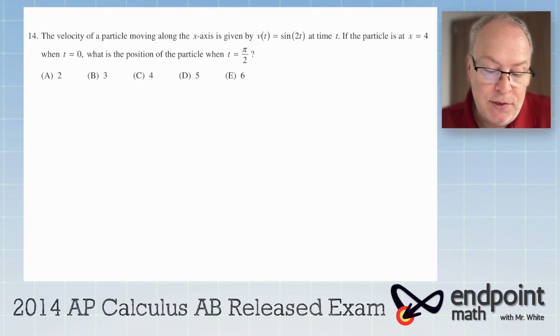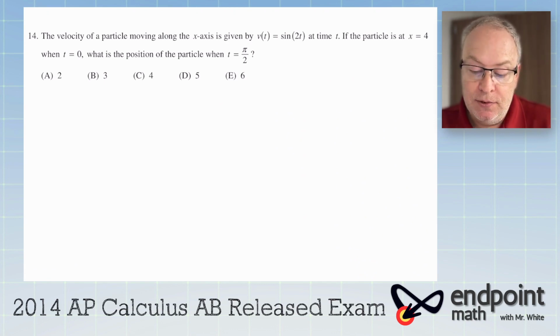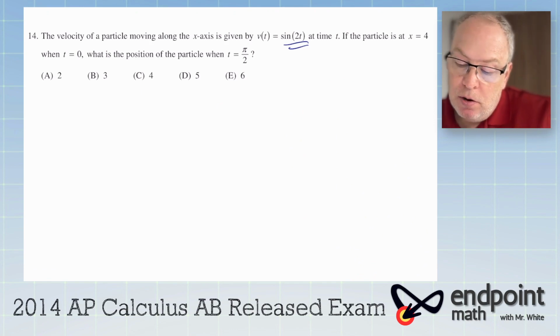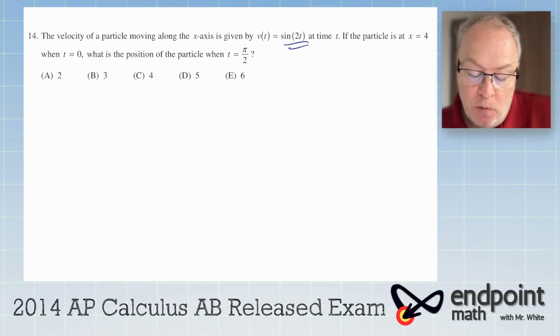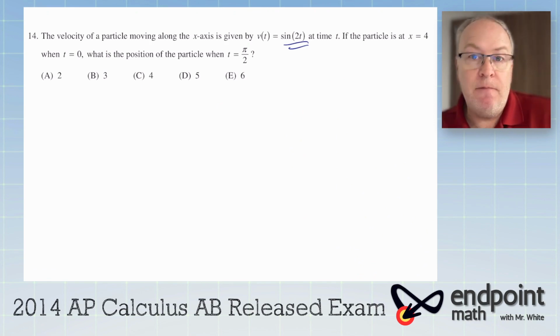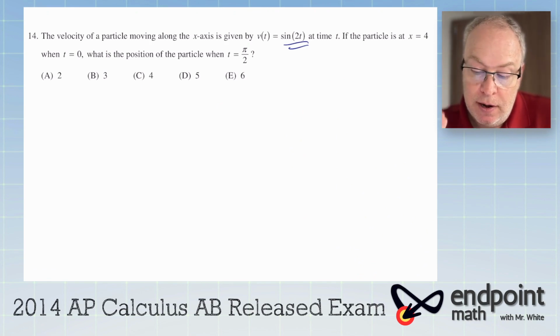All right, the velocity of a particle moving along the x-axis, so it's moving left and right because this is a sinusoidal function. Its velocity is positive for a while, and then it's negative, and so on, at time t. If the particle is at x equals 4 when t equals 0, that means it's starting at 4. Don't forget that. What is the position of the particle?